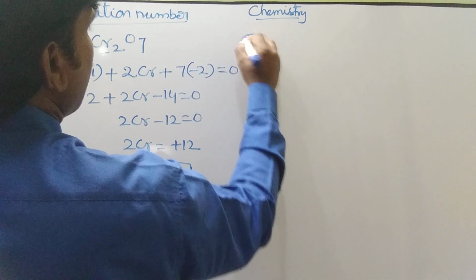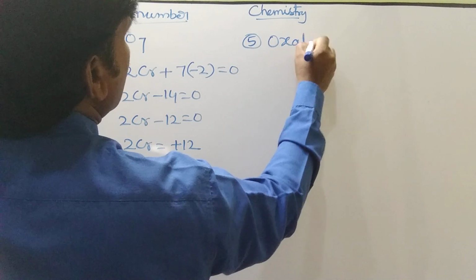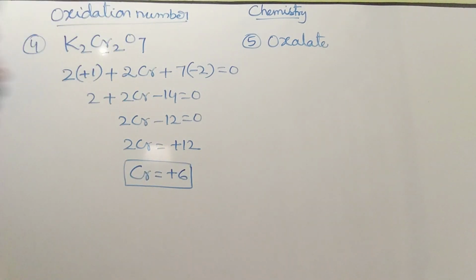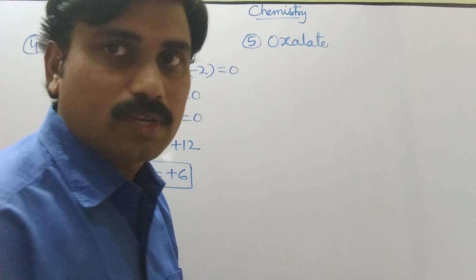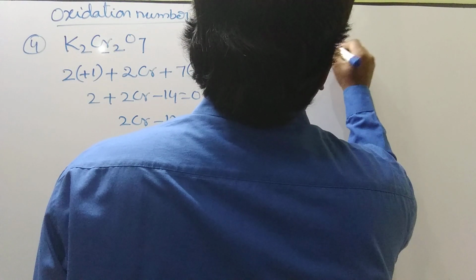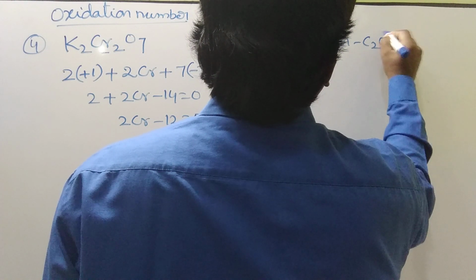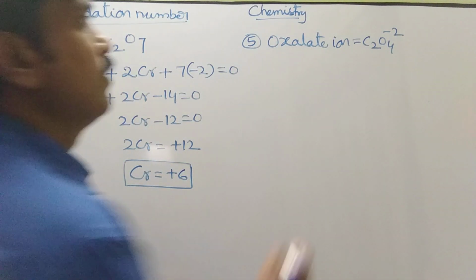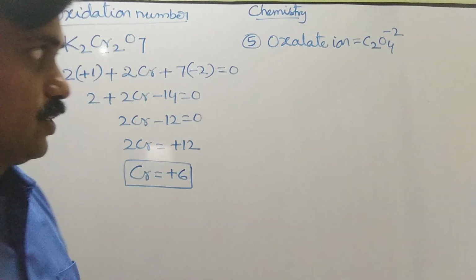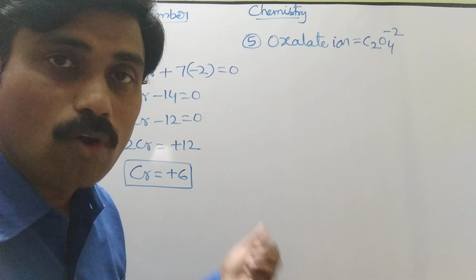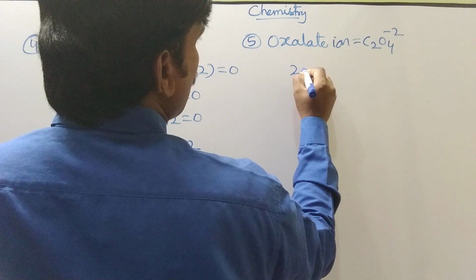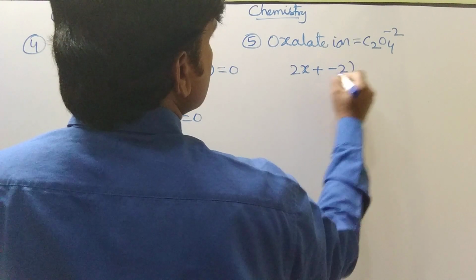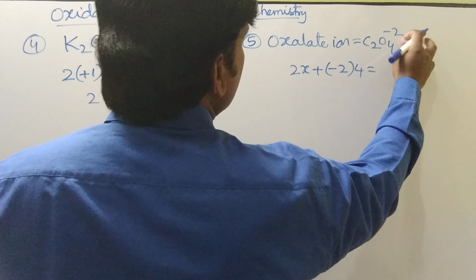Next, look at some ions. Oxalate ion. Like oxalic acid, H2C2O4, from that oxalic acid we are taking the oxalate ion. Oxalate ion formula is C2O4 minus 2. In this oxalate ion, we have to calculate the oxidation state of carbon. Now, 2 atoms of carbon are there. So, 2x plus each oxygen state is minus 2 into 4 equal to, here charge is there.